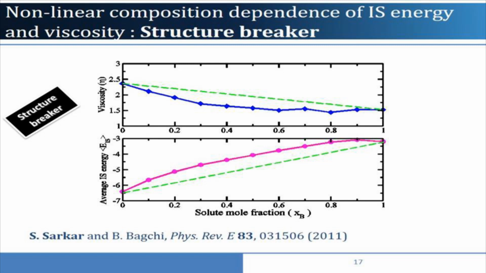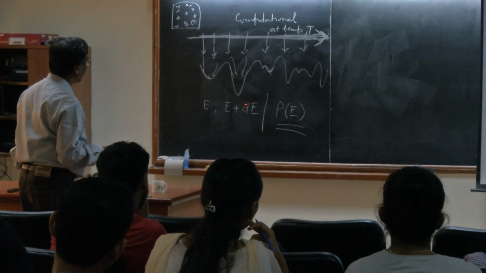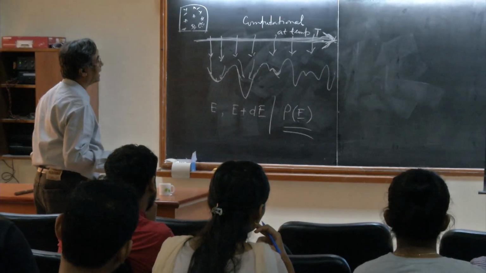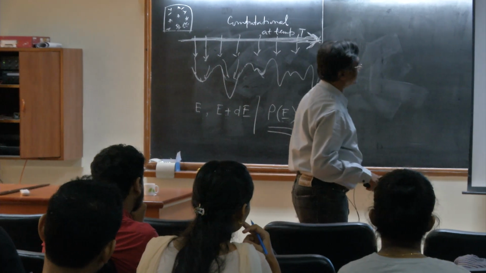So these minima are my inherent structures, a very common term, I will use it again and again. Then I take the average over them, average over rho E, and I calculate the average inherent structure energy. Now this is what a structure maker does.